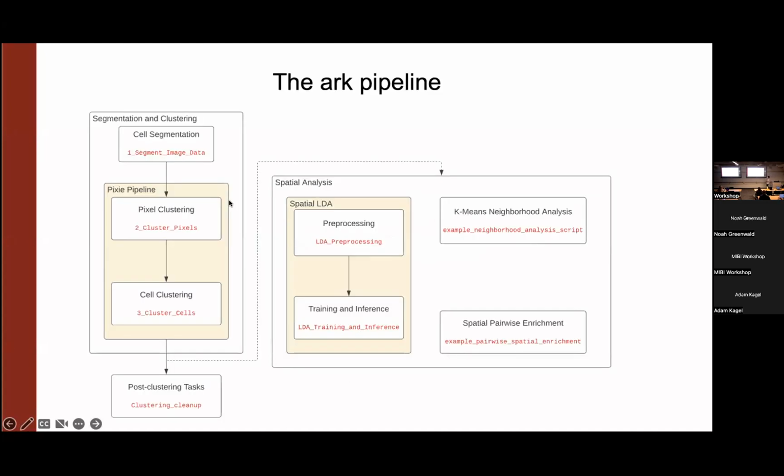Just a brief refresher of the ARC pipeline. Everything we're going to talk about in this session is also in ARC analysis. The first session today was all about this half, taking your cleaned, processed images and generating annotations. The second part of today, this session, is going to be what do you do with those annotations? Spatial LDA, K-means, pairwise enrichment, all of these things we'll be going over, what their uses are, when we do which ones.